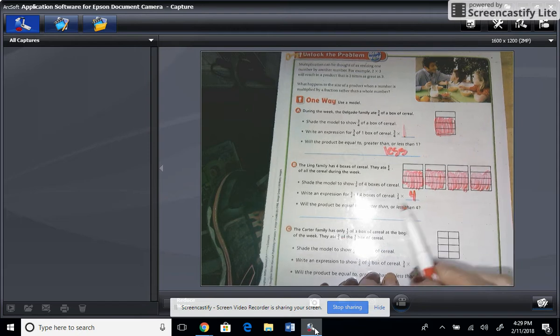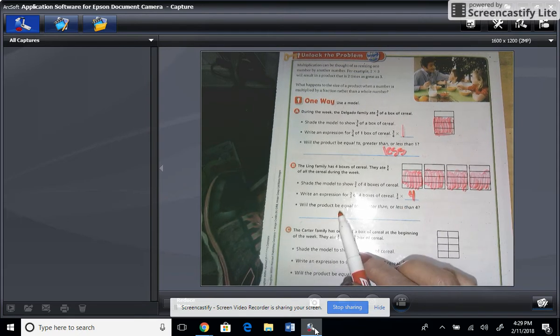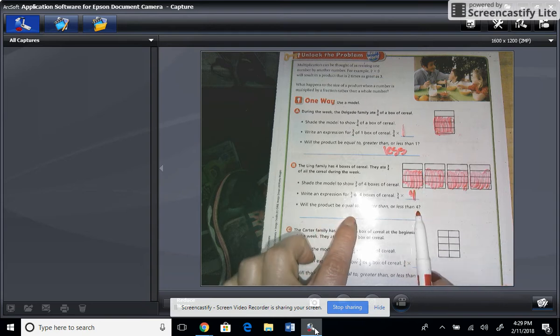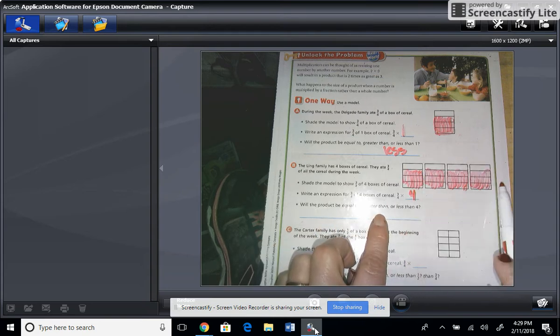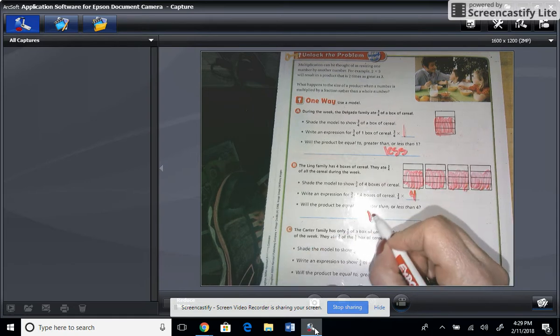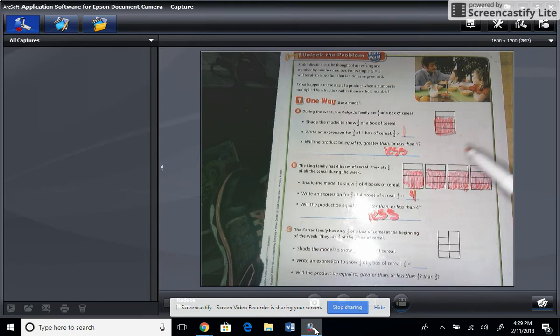Now, they want to know, will our answer be equal to 4? No, not equal to 4. Is it more than 4? No, I didn't fill up more than 4 boxes. Is it less than? Yes, I didn't get all the boxes eaten. There's still 1/4 in each box.